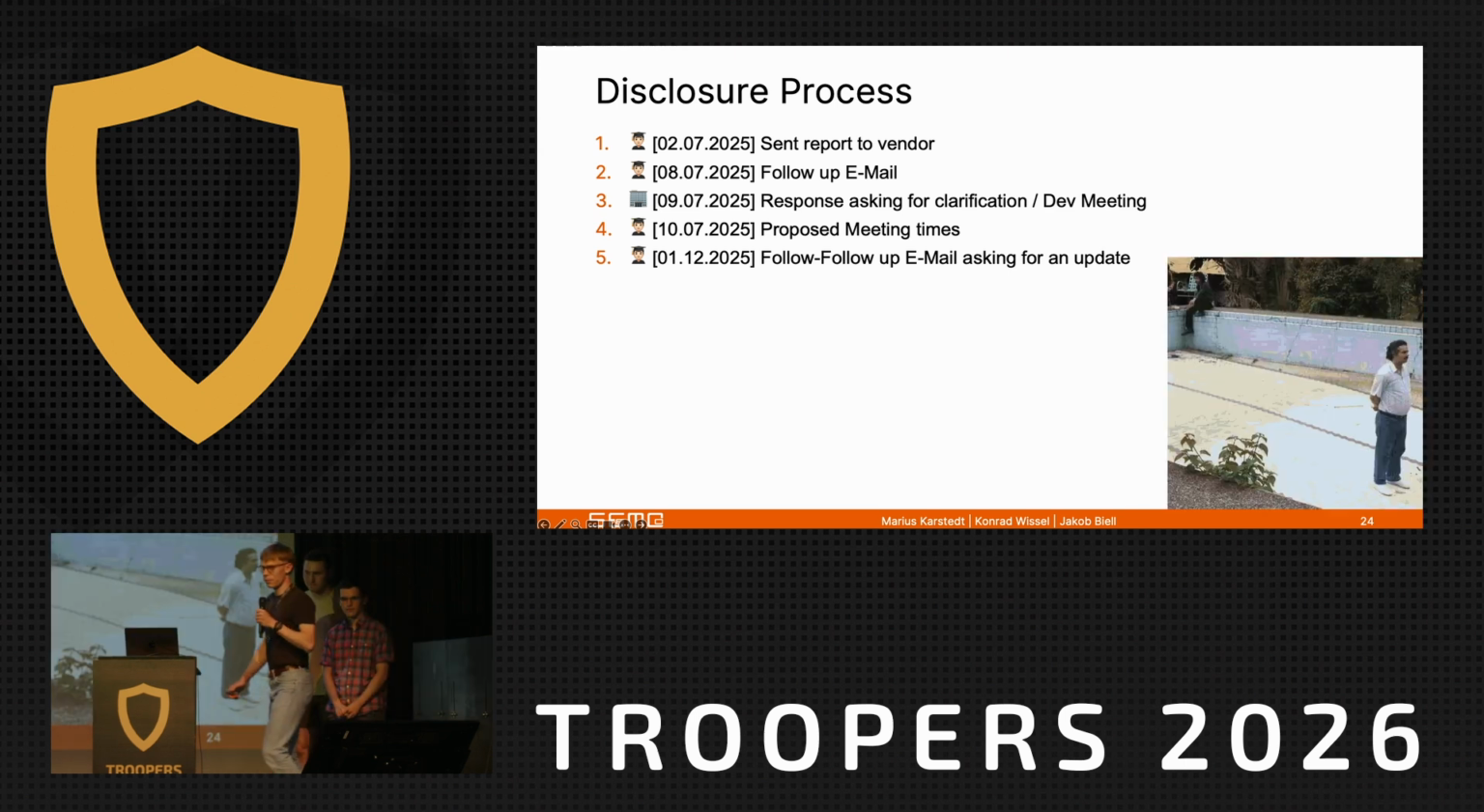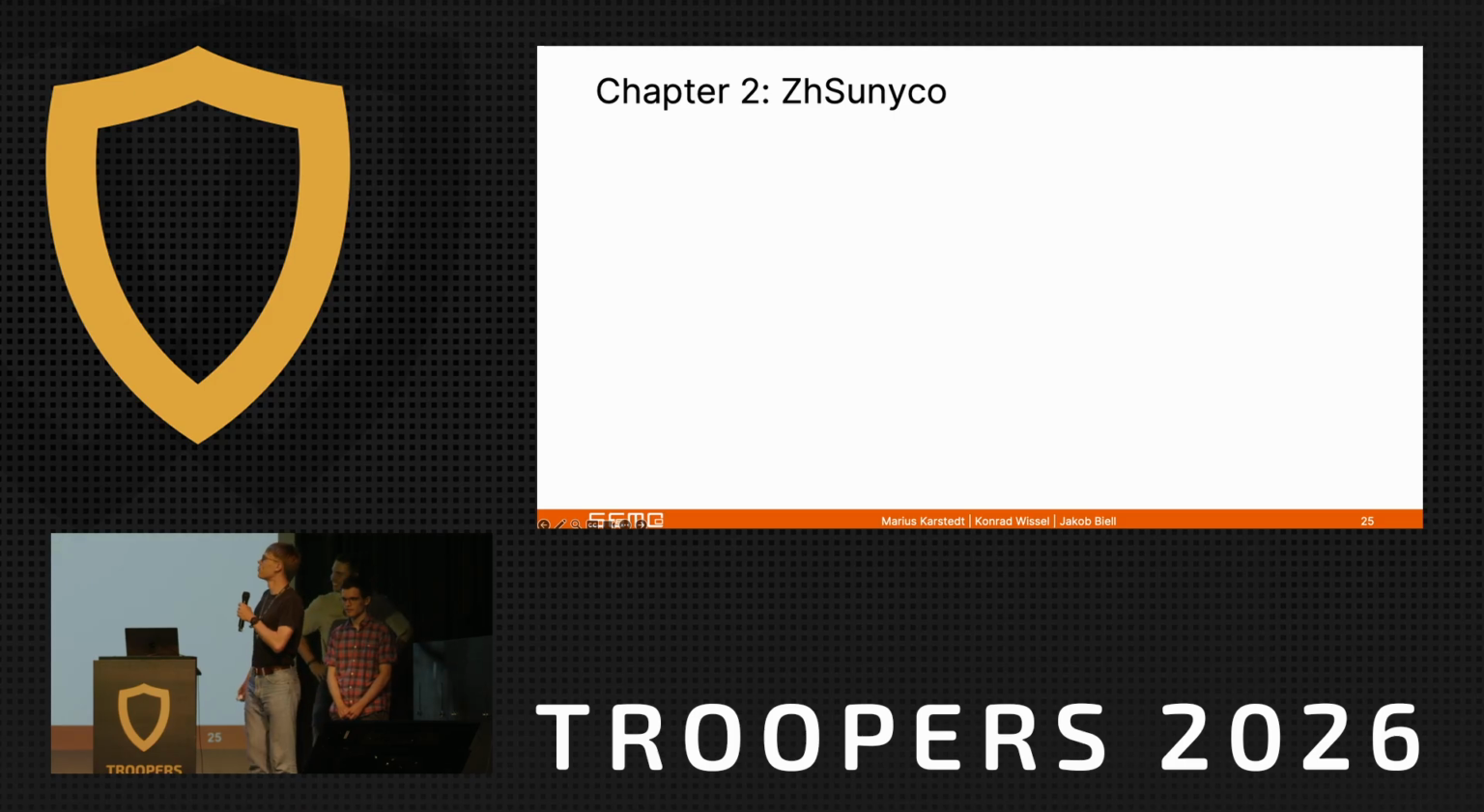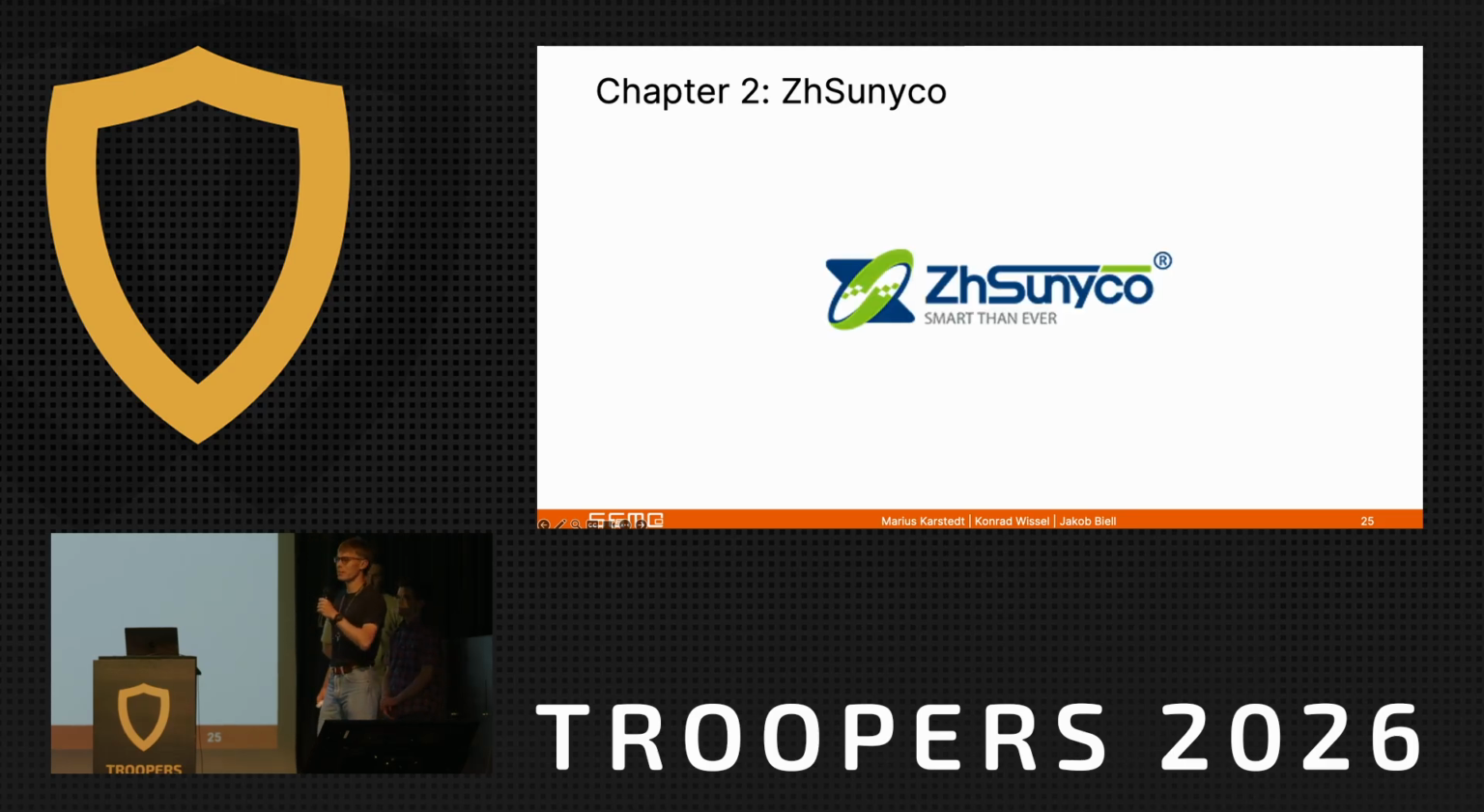So let me give Marius a hydration break and introduce the next vendor. I will just call it Sanico. They have the slogan "Smart than ever." I think there's the first typo. This should, from a grammatical point, be "smarter than ever." We came up with a new idea and say "never smart." You all will also see in the next minutes why we chose that.